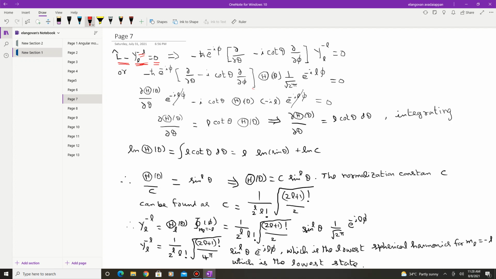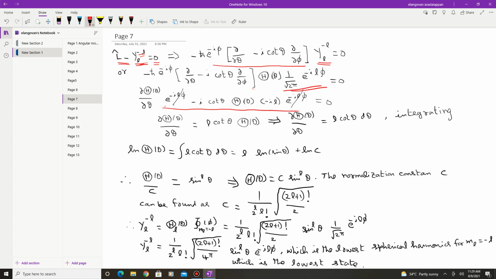Therefore, you know the expression for L minus, which we have already determined, acting on Y_l^{-l}, the lowest wave function, and this is 0. Now from here you substitute the expression for L minus, because we have already calculated it. We substitute back here using this expression. Now you operate this operator on this wave function. So this is the next step.